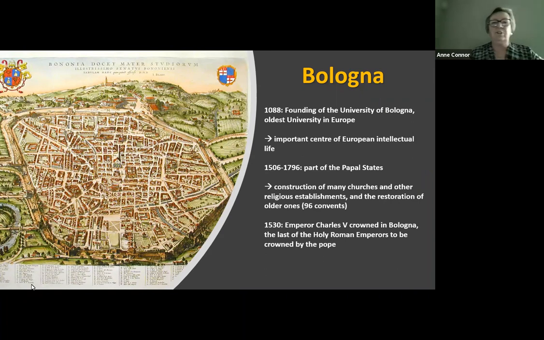Following the takeover by Julius II, there was a very large movement of construction of churches, as well as the restoration of other ones. Bologna was known to have 96 convents just in that city. Don't compare it to modern Bologna. It was not that big. It was about the sixth city in Europe. But 96 convents is an enormous amount when you think about it. It was also important enough that in 1530, the Emperor Charles V was crowned in the city, and he was the last of the Holy Roman Emperors to be crowned by the Pope.